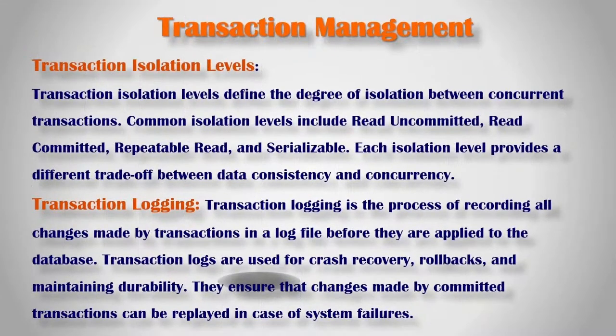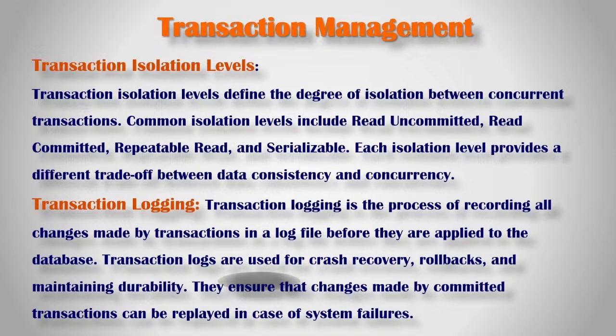Transaction isolation levels. Transaction isolation levels define the degree of isolation between concurrent transactions. Common isolation levels include read uncommitted, read committed, repeatable read, and serializable. Each isolation level provides a different trade-off between data consistency and concurrency.